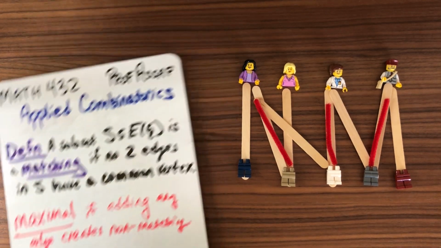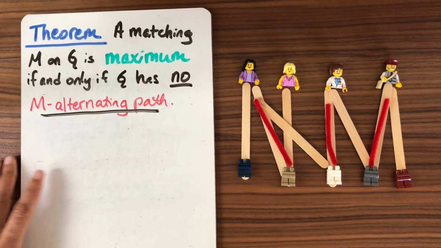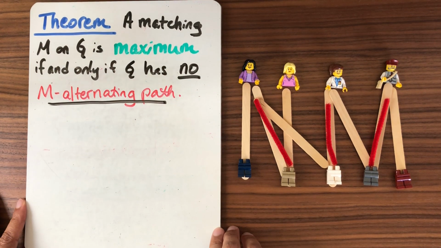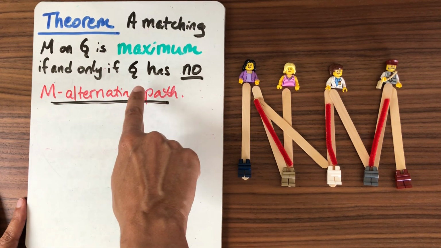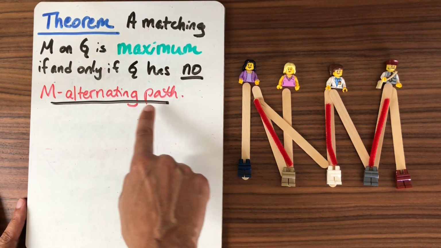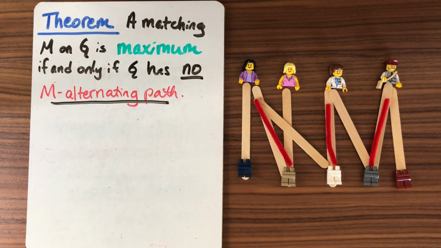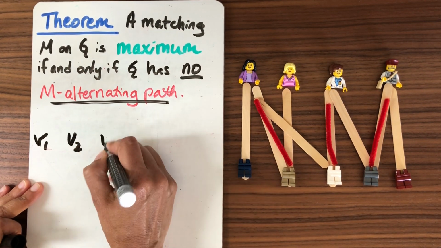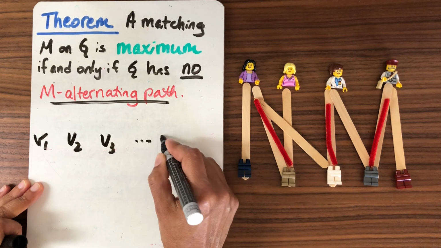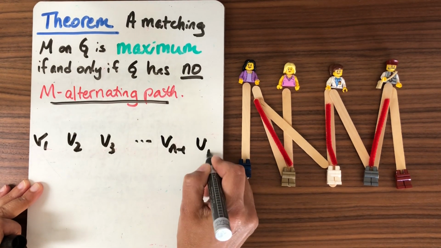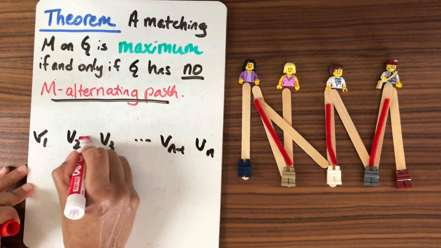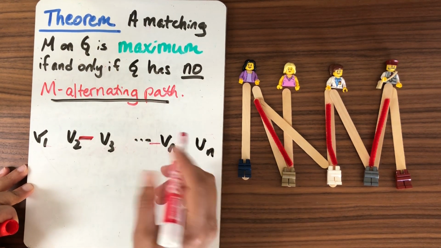And the theorem in this particular case that we want to look at is the following. Given a matching, it is maximum. That's what we're looking for. If and only if there is no M alternating path. So what's an M alternating path? That's just going to be a sequence of vertices such that every other edge is in your matching.